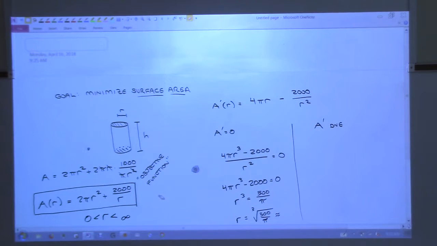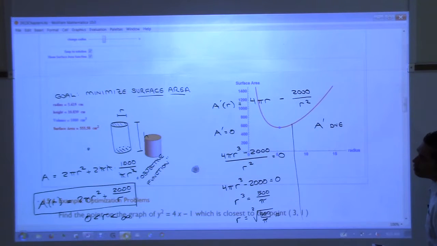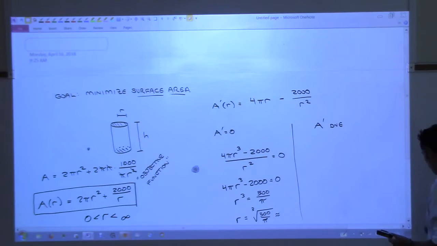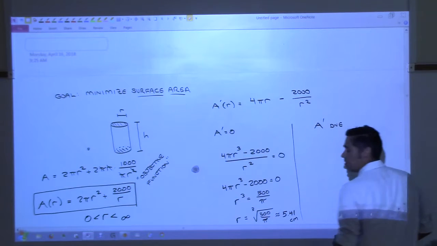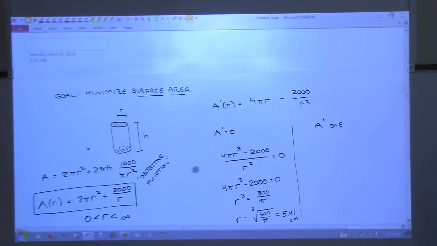Oh man, I don't have my calculator. Wait. Oh, I do. You got what? 5.41? Yes, that's right. Okay, so if this is about 5.41, I'm going to put centimeters because we're measuring the length of the radius. So we've got about 5 centimeters or so.